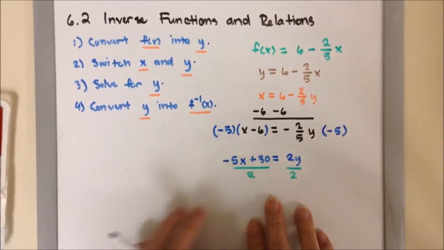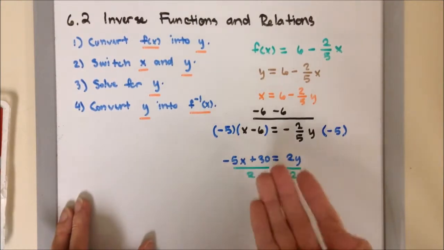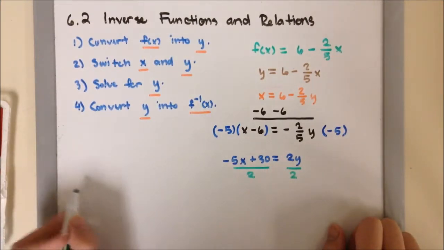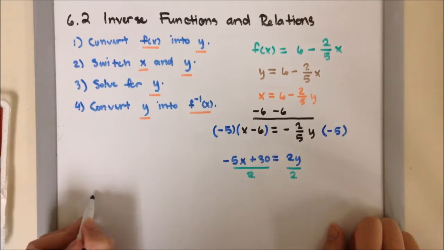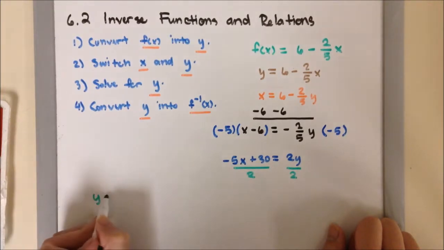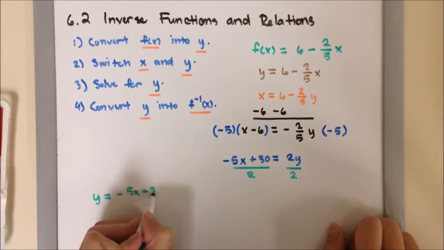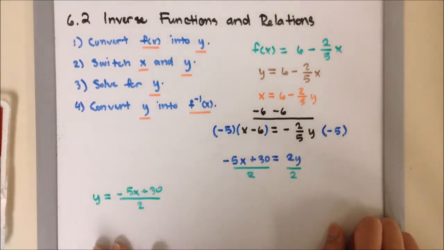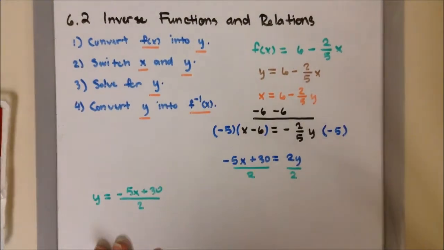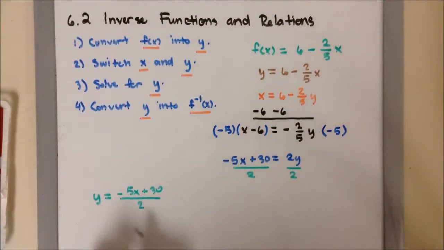Now, I'm going to have the y on the left side, so I'm going to flip the whole thing. So I'm going to write over here for more space. So I'm going to have y equal negative 5x plus 30 over 2. Now, let's take a closer look at the fraction here. See if we could split it into two fractions.